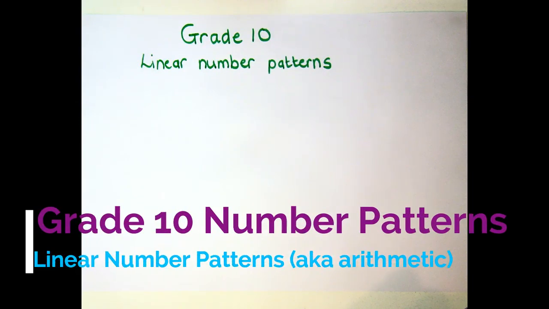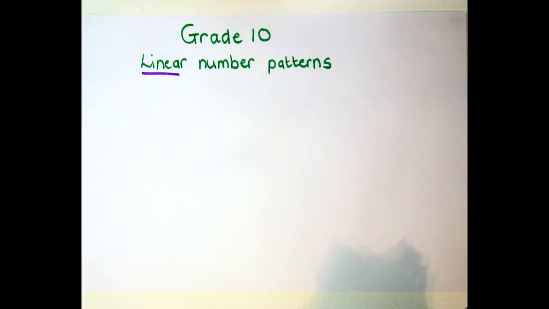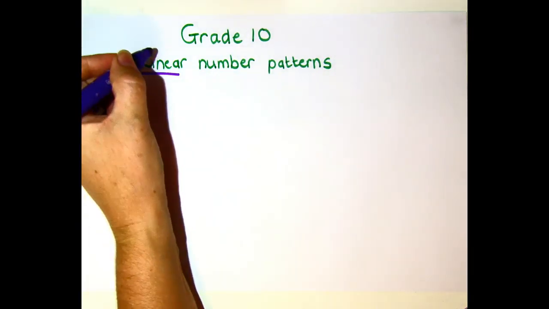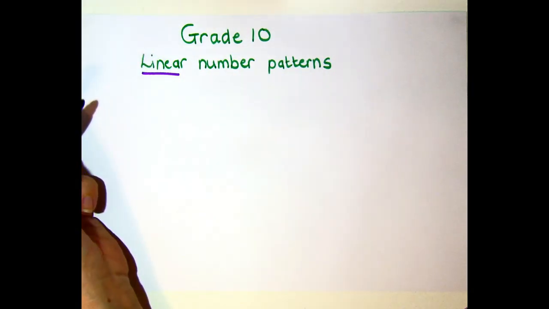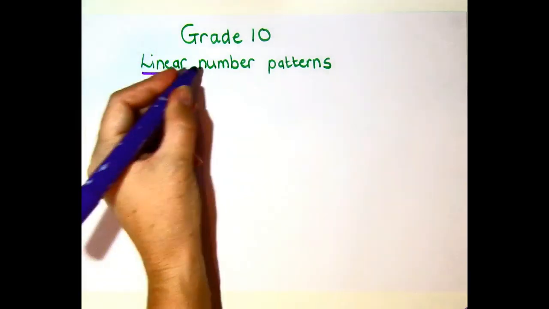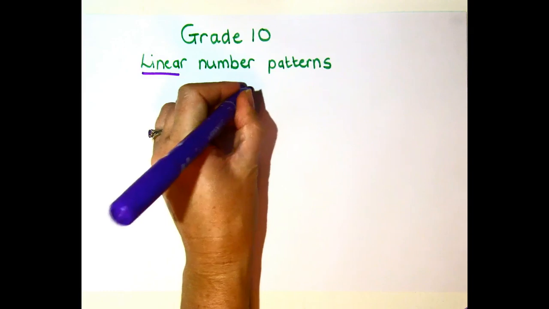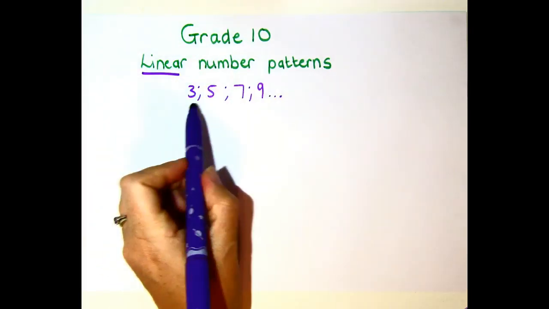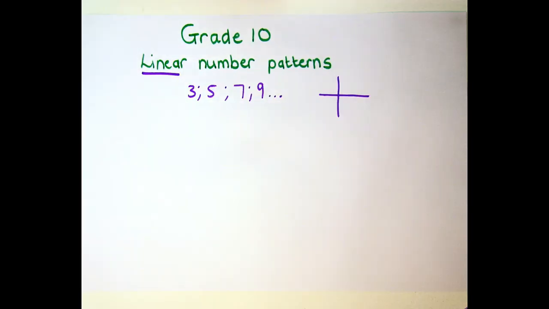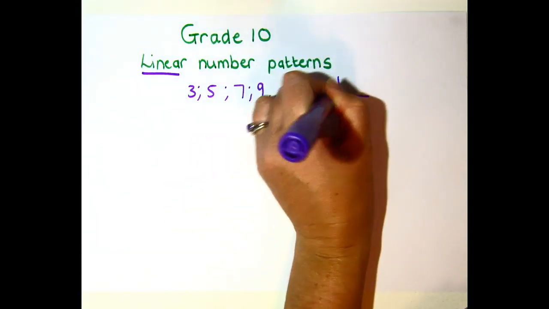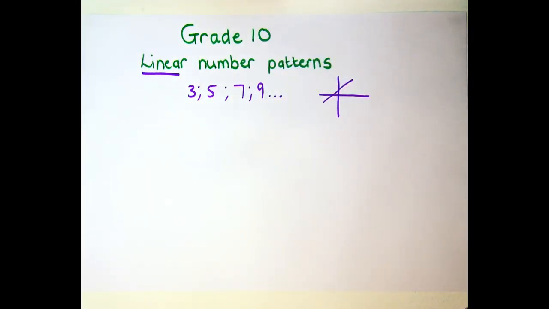When we use the term linear with respect to anything in mathematics, we're talking about something that could actually make a straight line. So when you get a linear number pattern, for example, a really easy one like 3, 5, 7, 9, it's going up in twos, and if you had to put that sequence on a Cartesian plane, you'd get something that looks like a straight line.